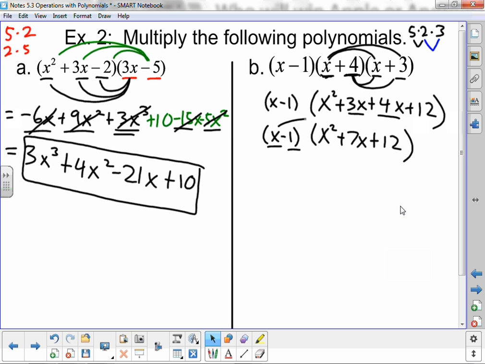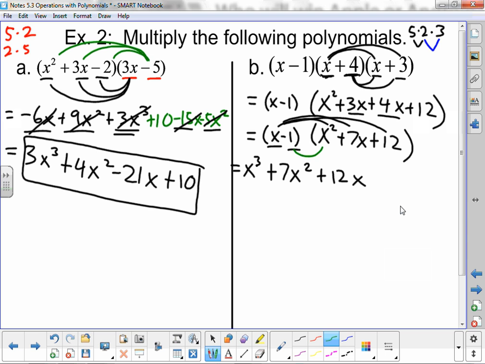Distribute both of them. So first x times x squared is x cubed. Put some equal signs in. X times 7x is a 7x squared. X times 12 is a 12x. I'm done distributing the x. Now I'm going to take this negative 1 and distribute that one. I'm going to do this in another color. Negative 1 times x squared is negative 1x squared. You don't have to put the 1 there, by the way. Negative 1 times 7x is a negative 7x. And negative 1 times 12 is negative 12.